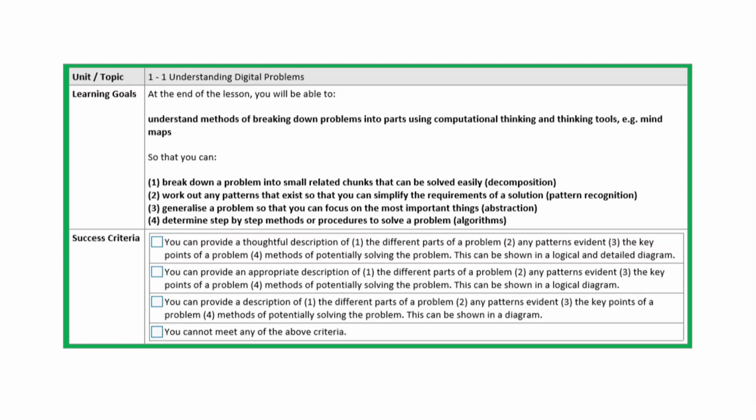And so our success criteria: if you can provide a thoughtful description of all the parts of computational thinking, you're sweet. If you can just provide something that's appropriate, like you've got the main thrust of the ideas and you can kind of apply them, then you're doing it right. If you can only kind of describe them, so if you can identify and describe what they're about, that's okay. But what we're really after is for you to be able to use the skills or demonstrate some knowledge of how they are used. So let's just get into it.